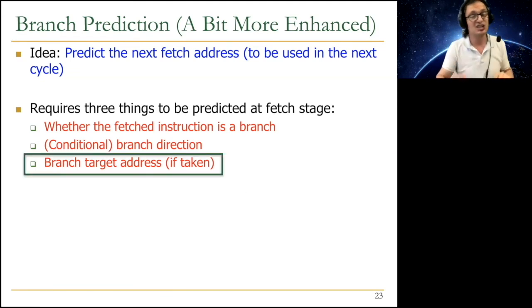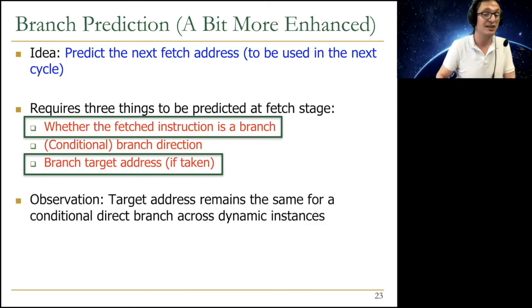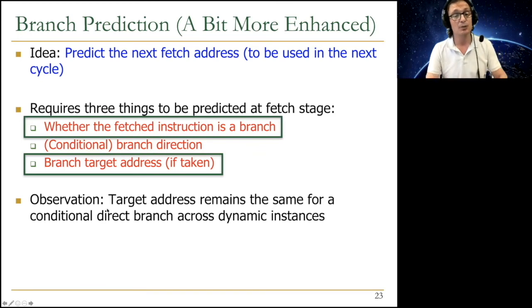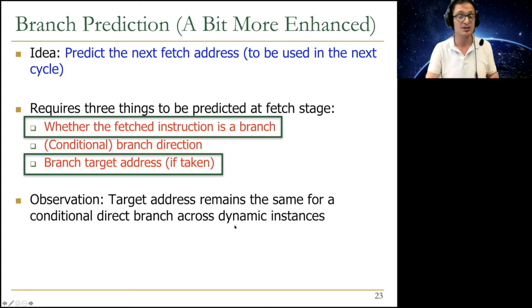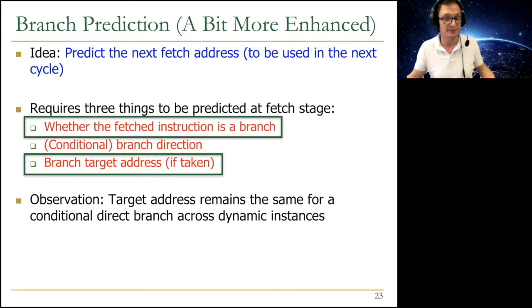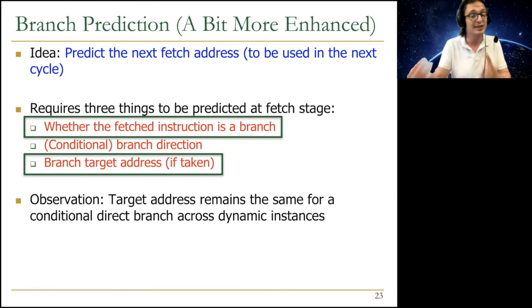So let's take a look at branch target address. How do we get the branch target address immediately in the fetch stage? And then we're going to look at whether the fetch instruction is a branch, and then we're going to look at the branch direction a lot in the later part of the lecture and next time. So basically, the key observation is that target address remains the same for a conditional direct branch across dynamic instances, because target address is calculated as PC plus offset. Since PC of an instruction doesn't change, PC plus offset doesn't change. Once you calculate the target address, you can put it into a structure and remember it. That's the idea.